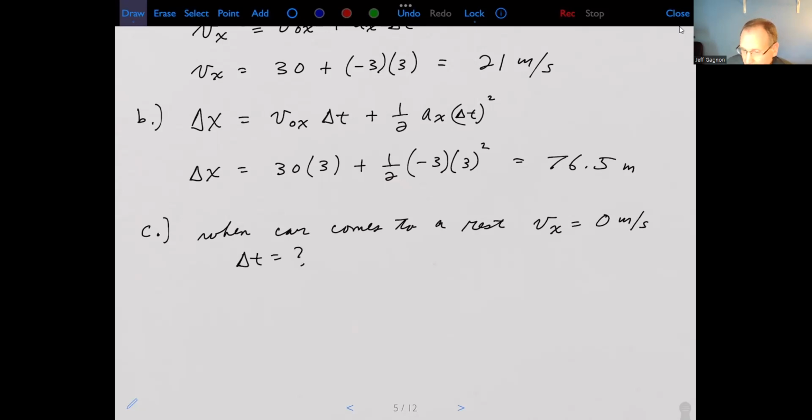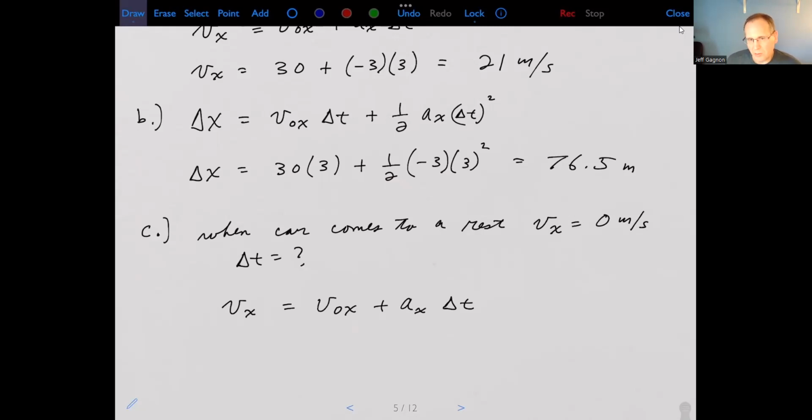We still know the initial velocity is 30. We still know the acceleration. So it turns out we could just use this equation again, right? Vx equals v naught x plus ax delta t, except now my unknown is my delta t, right? I know everything else. I know my final velocity should be 0. I know my initial, I know my acceleration. So now I want to solve this for delta t.